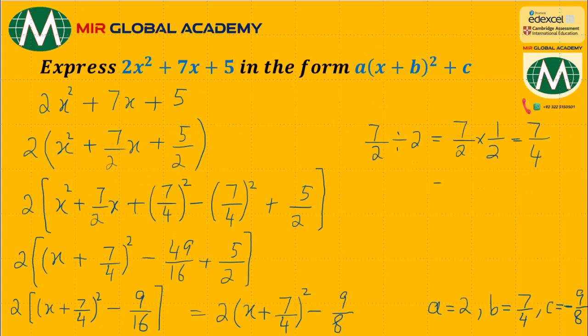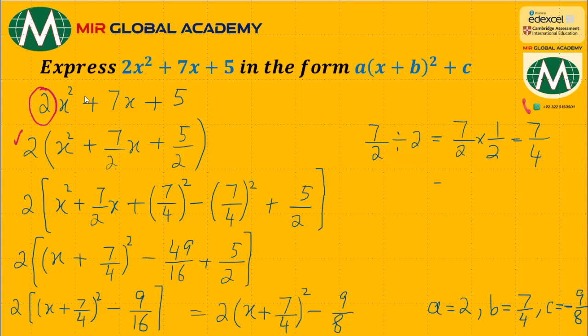In this second question, the first step is we have to see whether the coefficient of x square is 1 or not. Right now it is not 1, so we will take this 2 common here. When you take something common, you have to divide each term by that common number. Dividing this first by 2, it will be 1x square. Dividing this by 2, it is 7 over 2x. Dividing this by 2, it is 5 over 2.